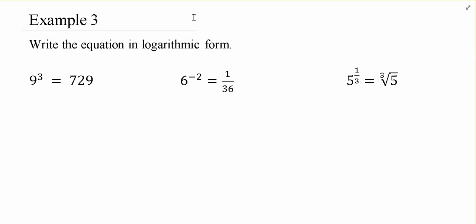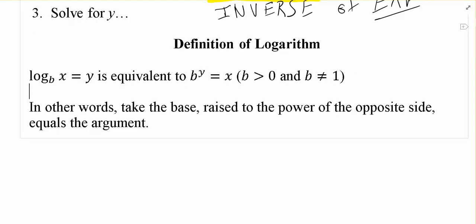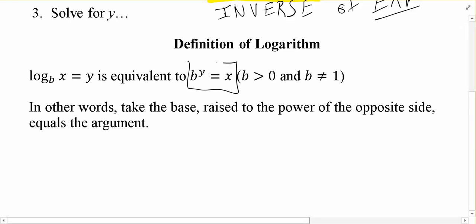So this next example, we're told to write the equation in logarithmic form. Now, here's where I want to show you how to go through this problem in a method that will help you later. Because one way you could go through this problem would be to just look back at our definition of the logarithm and play a matching game: figure out what the b is, what the x is, what the y is, and plug it into this definition over here.